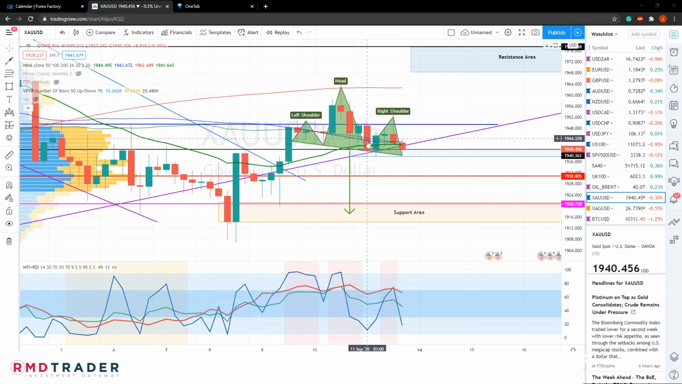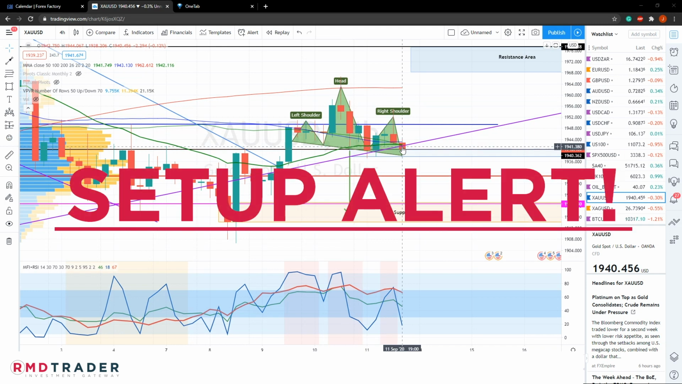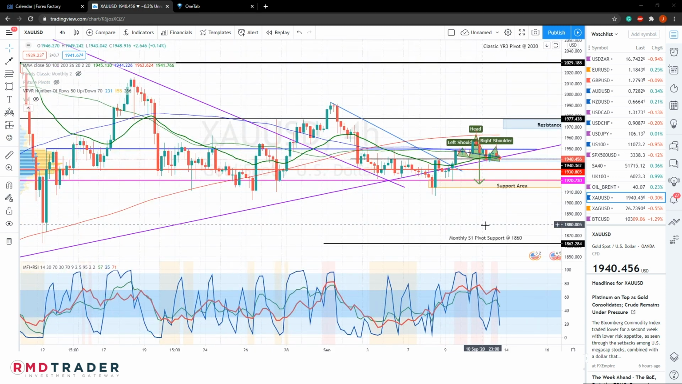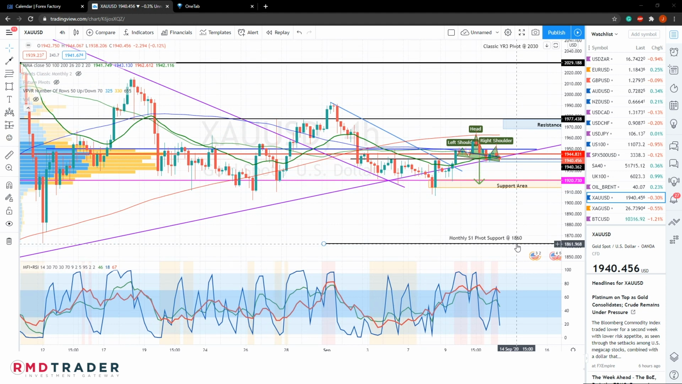Also creating what does appear to be a small head and shoulders pattern, and then of course should price not find additional support from this level, this head and shoulders could play out, taking us back towards our support area between 1915 and 1920. And of course, should that level break, it's possible that we will see the next major level of support being tested at the monthly S1 pivot at 1860. So actually I have to zoom out quite a bit so you can see that level. So should we break below our area of support over here, that is the next target for gold.